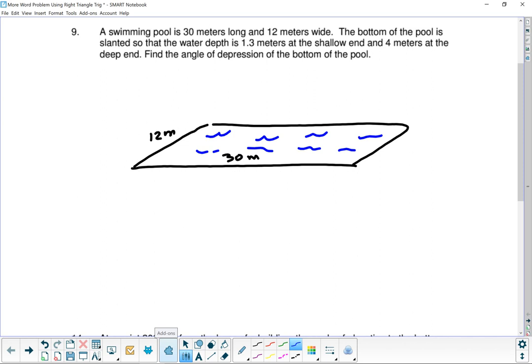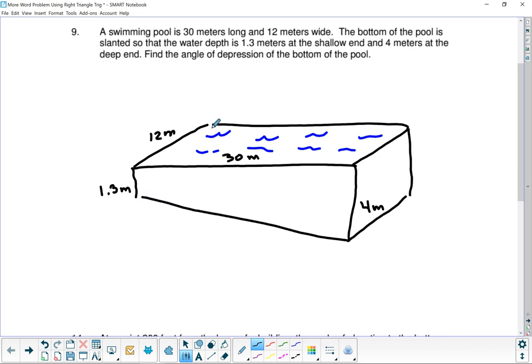The bottom of the pool is slanted, so the water depth is 1.3 meters at the shallow end. So let's say this is the shallow end, so this is 1.3 meters, and 4 meters at the deep end. So let's say right there. So your swimming pool kind of looks like this, and then this is the same back there. So that's a slant. So this is the shallow end right here, and this is the deep end. Okay.